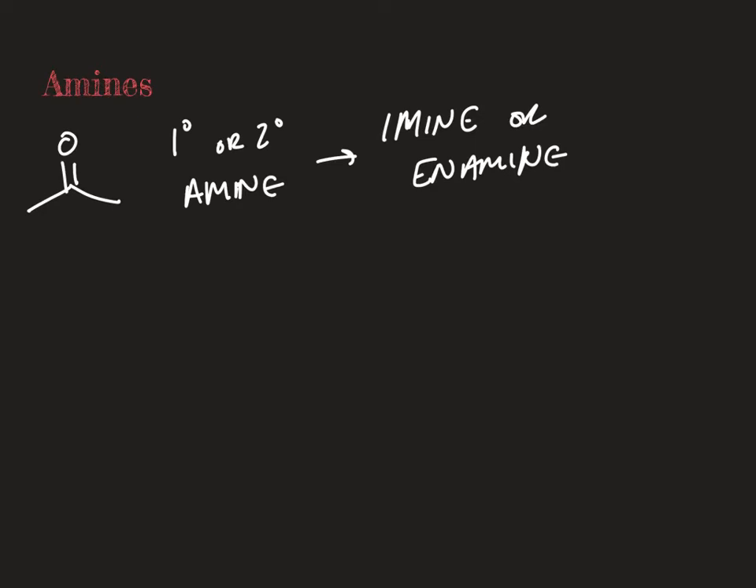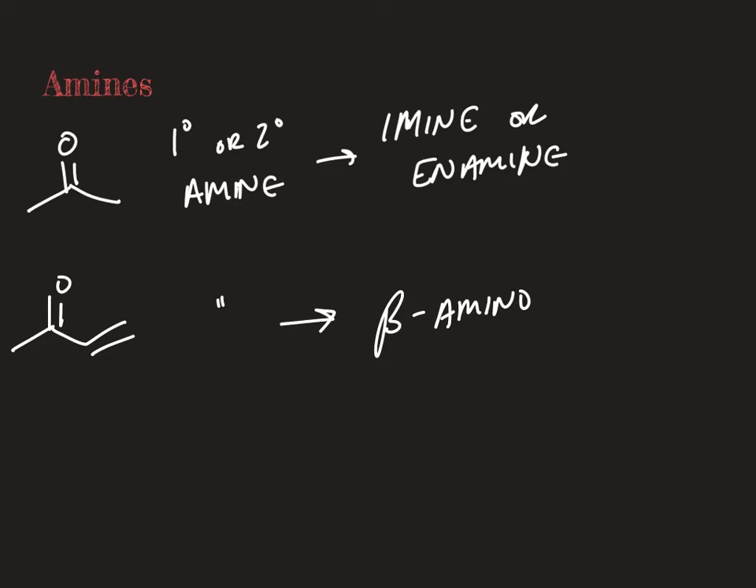For the alpha-beta unsaturated carbonyl, again, we can react with primary or secondary amines. And what we're going to get are beta amino, so an amino group on the beta position, aldehydes and ketones, again, depending on what you start with. Now, these two reactions do provide a mixture, at least initially.